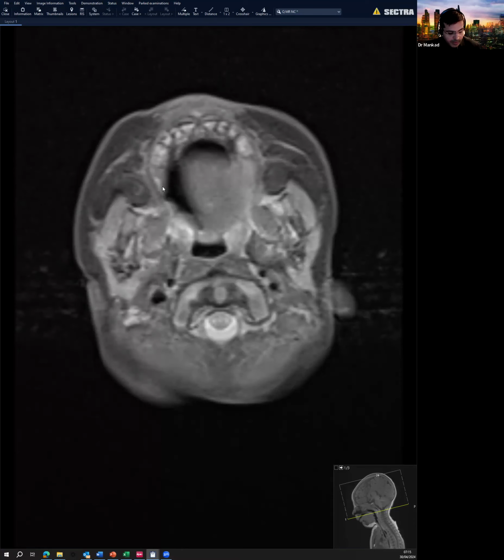Now we are going to look at this picture here. So we said that the white matter is dark on a T2 weighted sequence, correct?